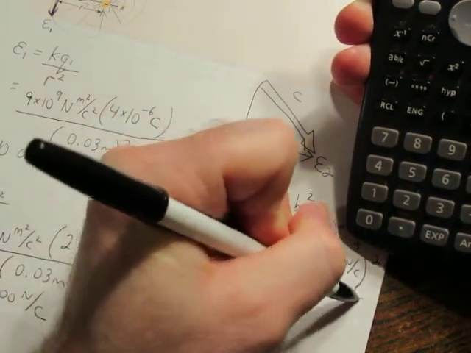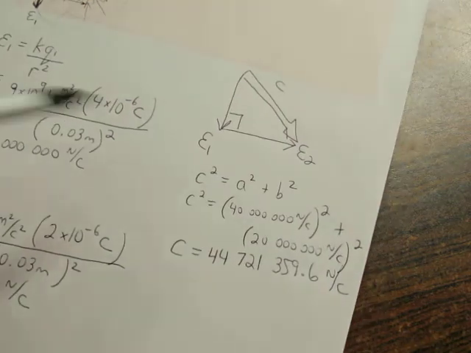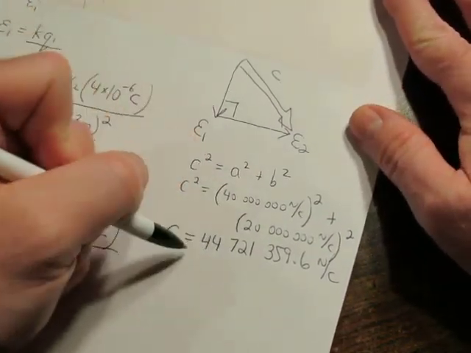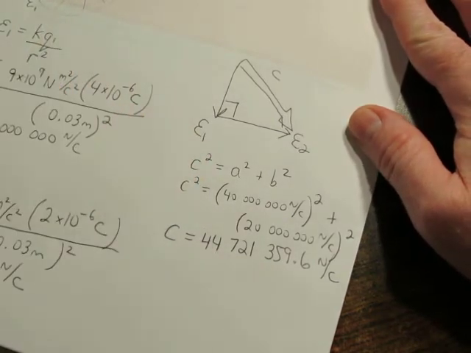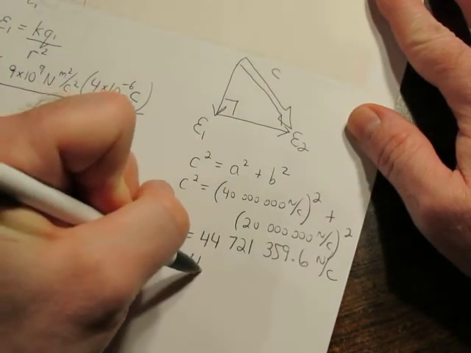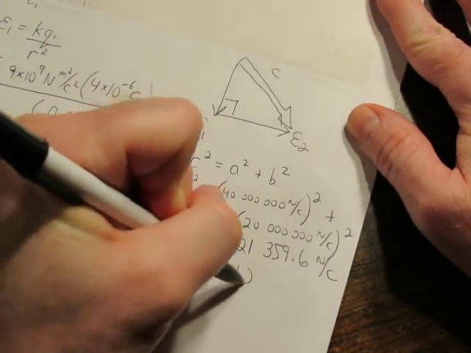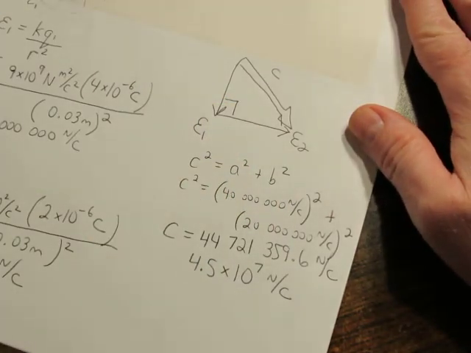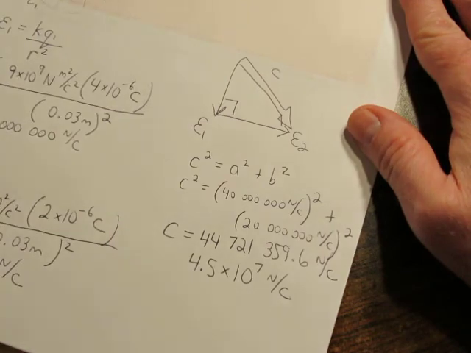44,721,359.6 newtons per kilogram. And then the textbook is going to round this to proper scientific notation, whatever that might be. In this question, proper scientific notation would be 2 decimal places. So they should have rounded this to 4.5 times 10 to the power of 7 newtons per kilogram. Or sorry, newtons per Coulomb.